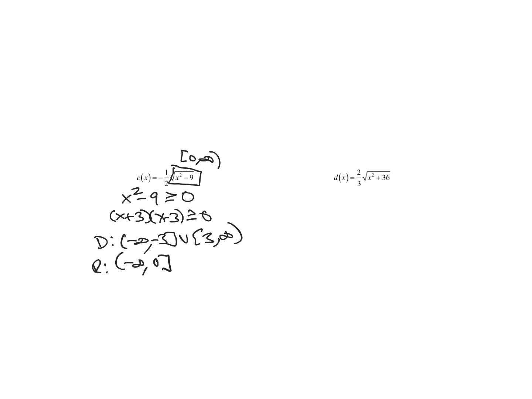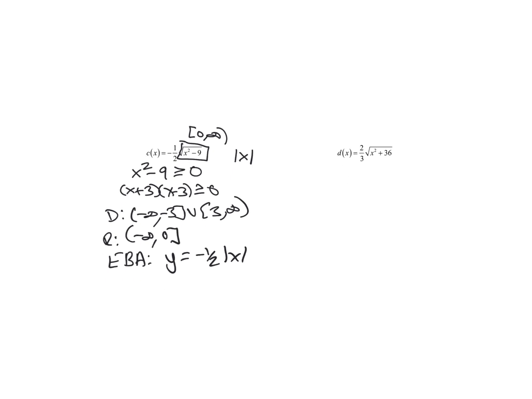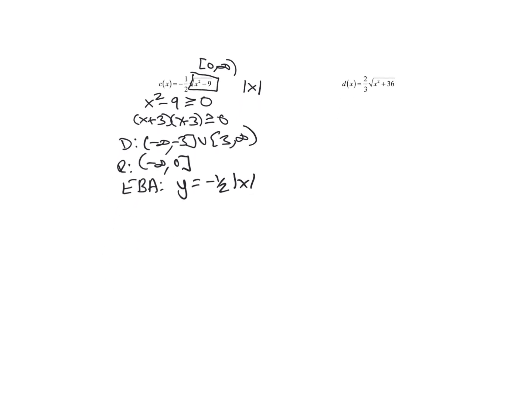In terms of the EBA, we said as x gets huge, this square root of x squared minus 9 will approach the absolute value of x. But we've also got to take into account this negative 1/2 outside. So the EBA in this case will be y equals negative 1/2 the absolute value of x. So let's draw that.